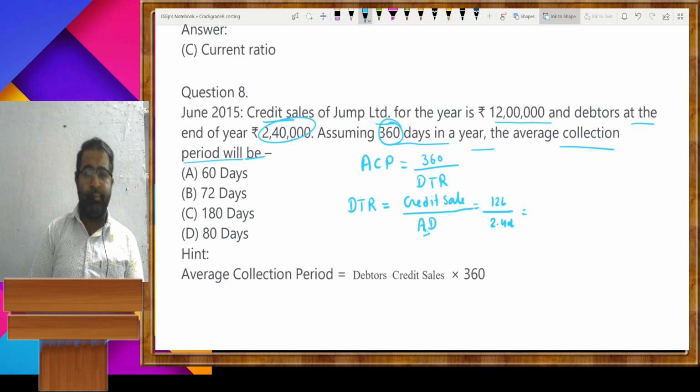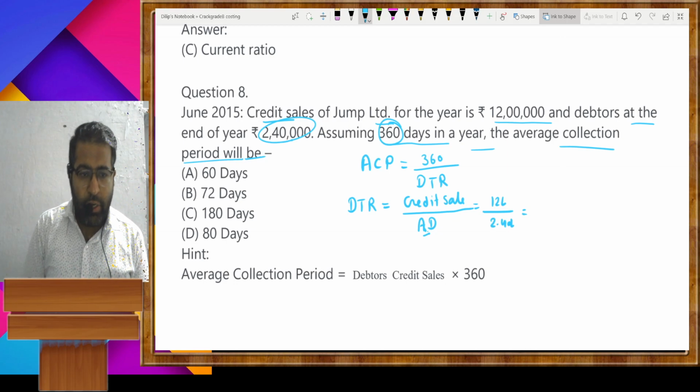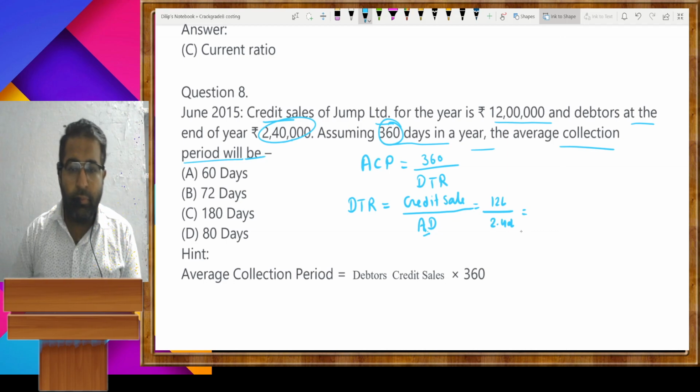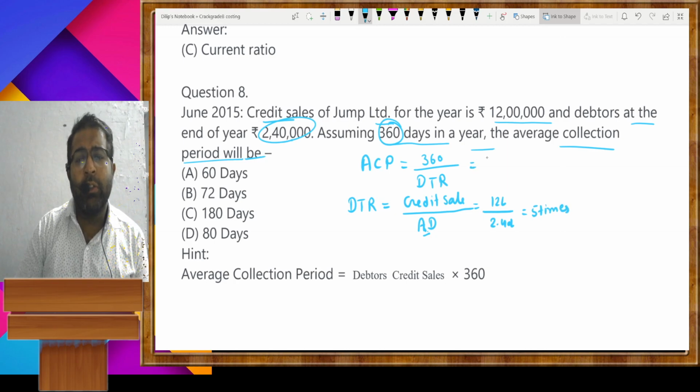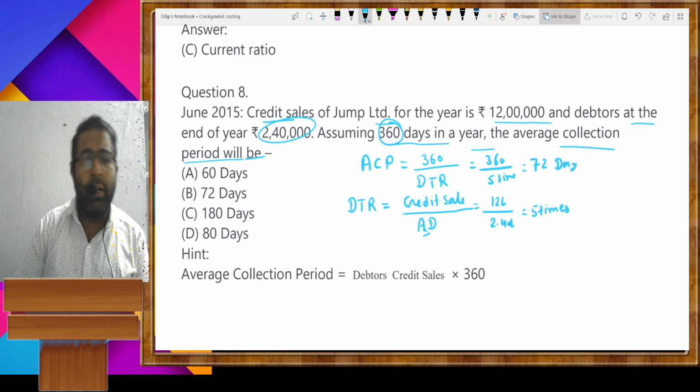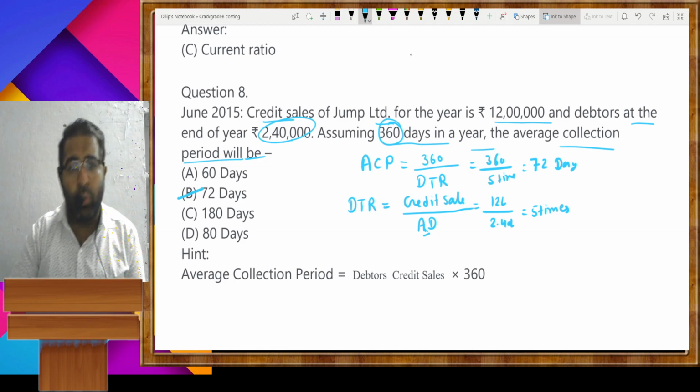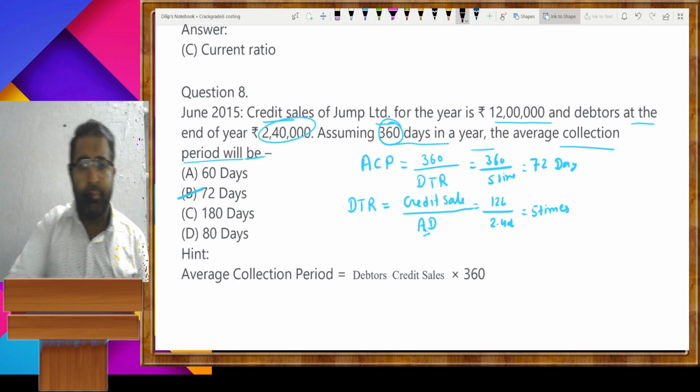Calculate it fast. What is the answer? Five times. Answer is 5 times. Now here 360 divided by 5 times. How many days? 72 days is the answer. Here it is, 72 days. Okay.